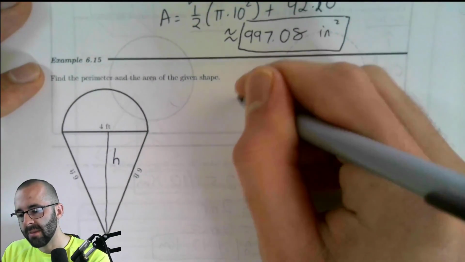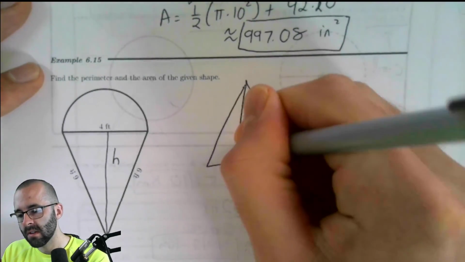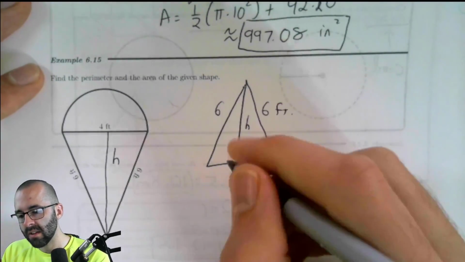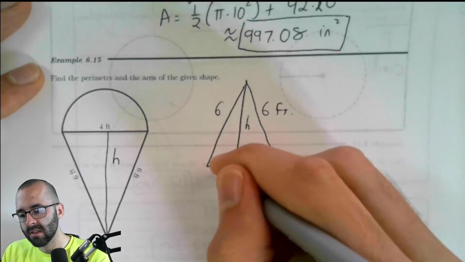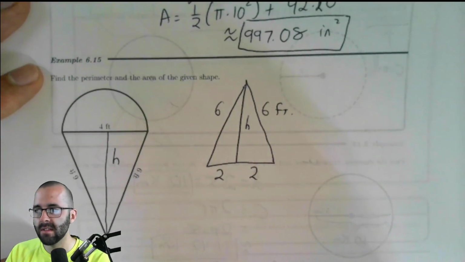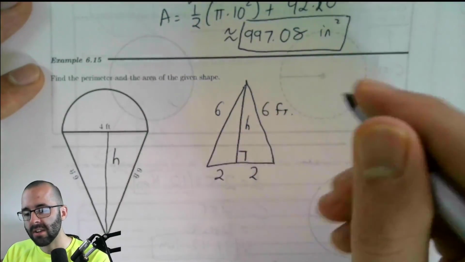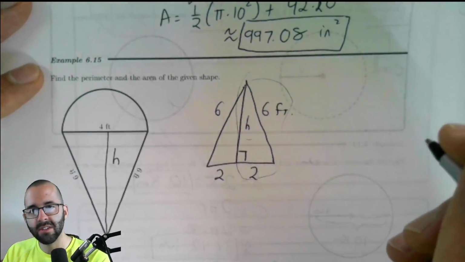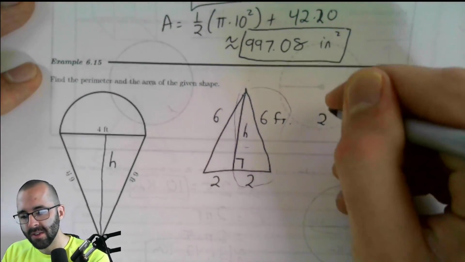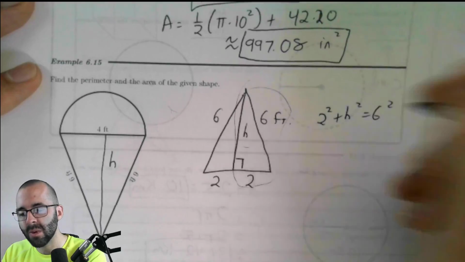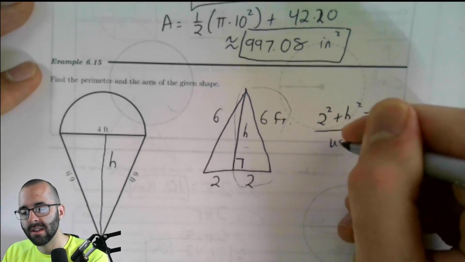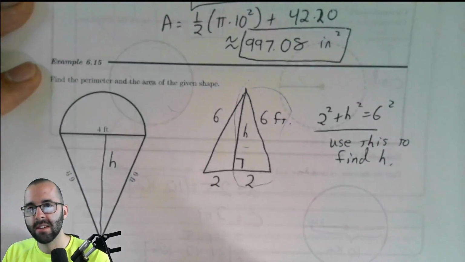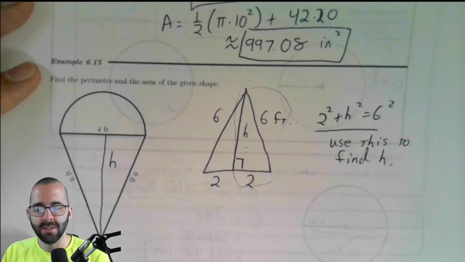So if we look at this triangle, I'm going to flip it upside down. Right, this is 6 feet, this is 6 feet. We know that the whole base is 4 feet, so you can think it's 2 feet on each side. Well, now look, we have a right triangle right here. We know 2 of the sides. We need to find the third side, Pythagorean theorem. 2 squared plus h squared equals 6 squared. And you can use this to find h. Okay? So do the rest of this problem on your own. Let me know if you have questions, and good luck.